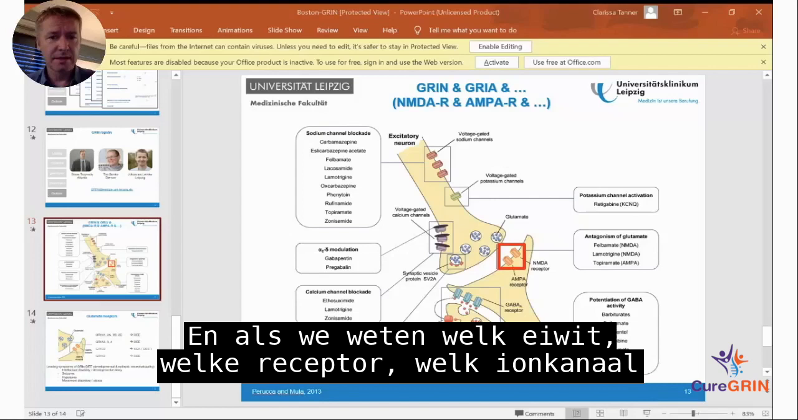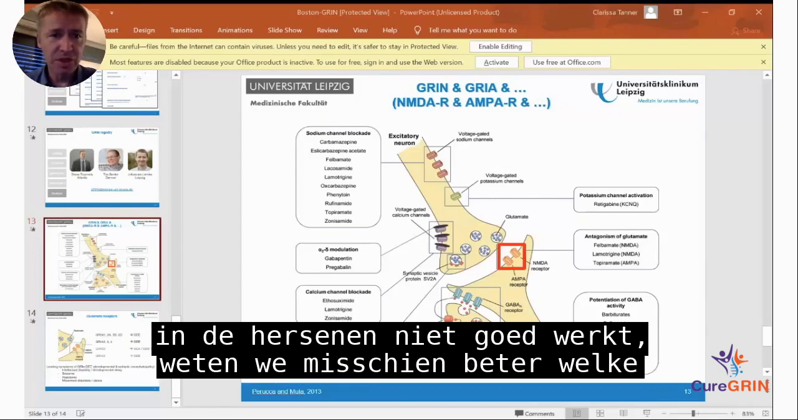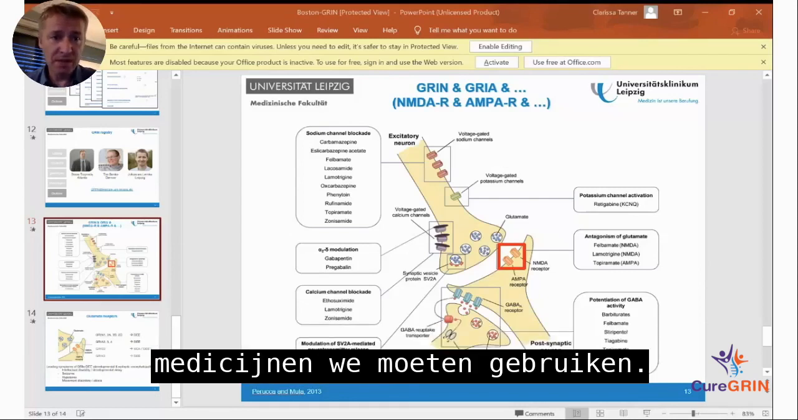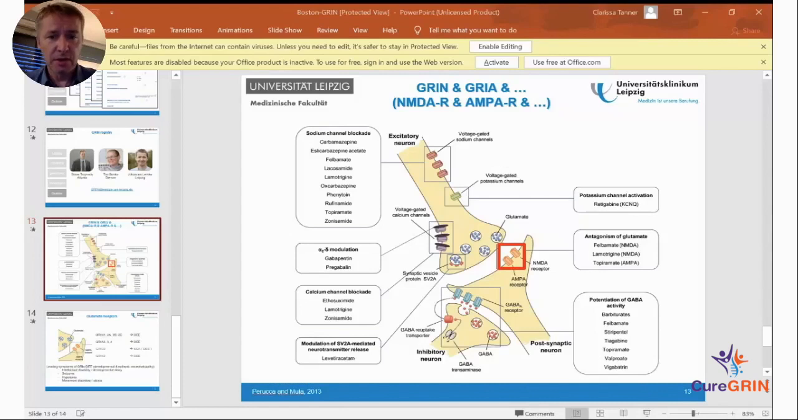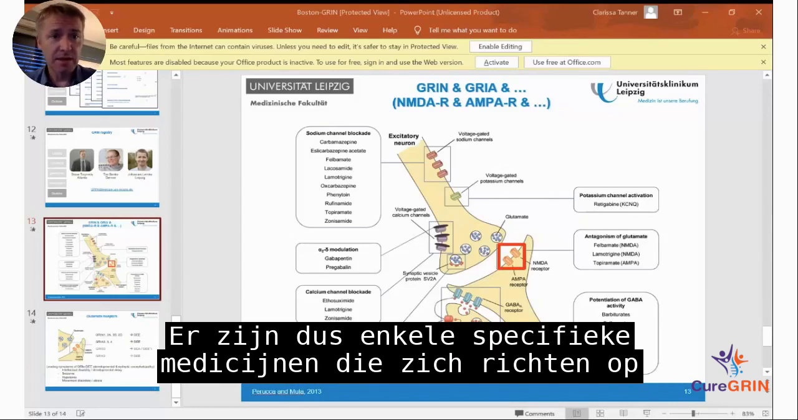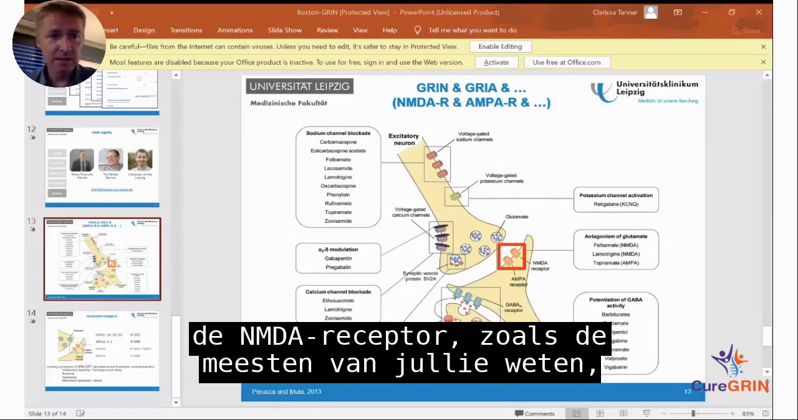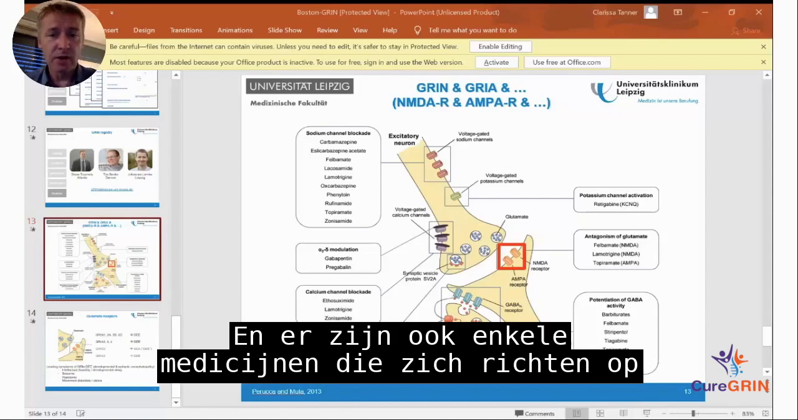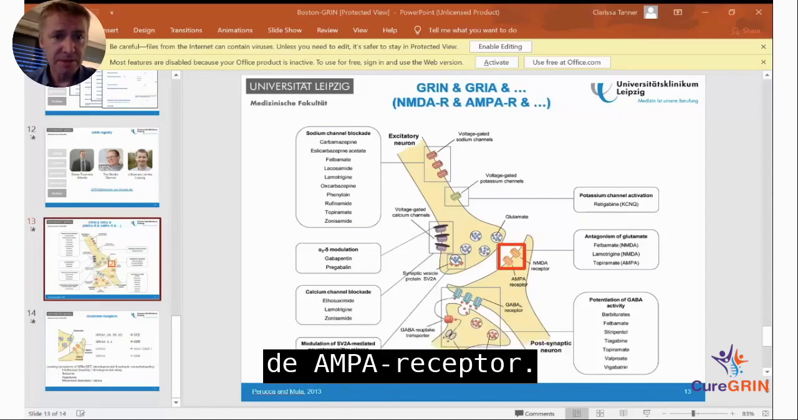And what is also marked there is all the drugs that are being applied currently, anti-epileptic drugs. And if we know which protein, which receptor, which ion channel in the brain is not working well, we may know better which drugs to use. So there are some specific drugs that target the NMDA receptor, as most of you know. And there are also some drugs that target the AMPA receptor.